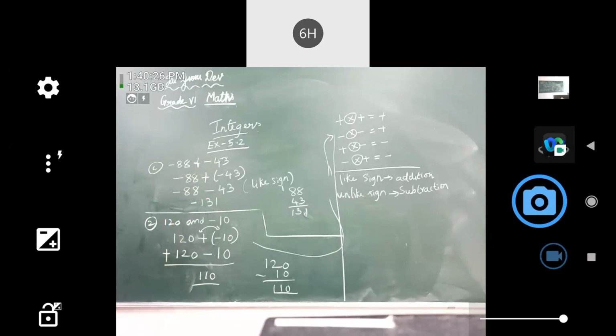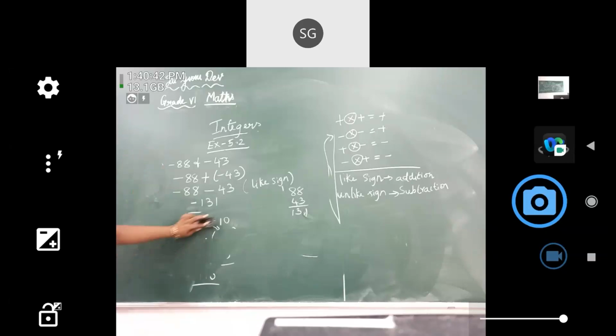Tanashri, please mute yourself. Harita, please mute yourself. Now let's go to the second problem. The D problem, you will do it as homework. Okay?